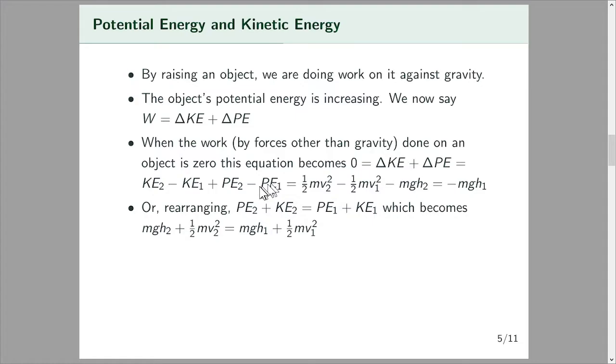Then the change in kinetic energy plus the change in potential energy is equal to 0. We can rearrange this a little bit and write KE2 minus KE1 plus PE2 minus PE1, because those are the definitions of the change in potential and kinetic energy. And if we wanted to, we could go all the way through and plug in the equations for the final kinetic energy, KE2, and the initial kinetic energy.